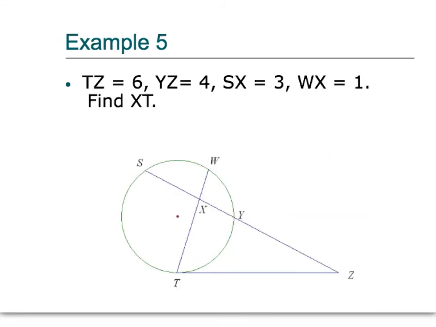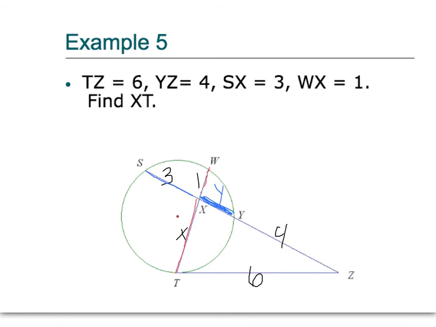Okay, friends, let's tackle this one together. I've got TZ is 6, YZ is 4, SX is 3, WX is 1, and find XT. I'll call XT x. Okay. Well, I know in order to find XT, we're looking at these 4 chords here. This segment will equal this segment times this segment. I don't have this guy though, but let's call it y.